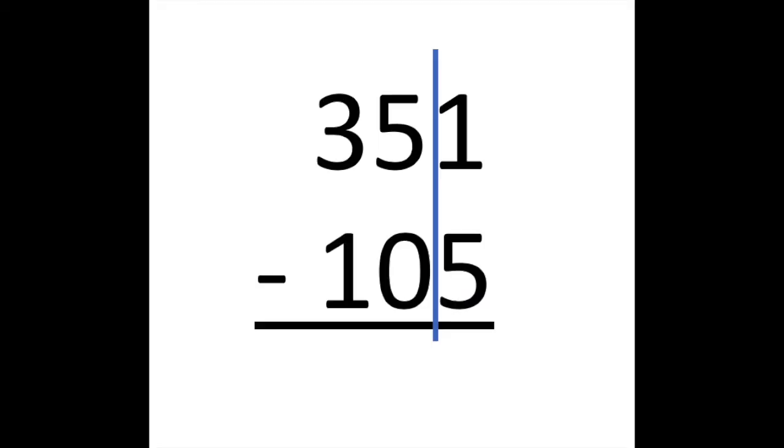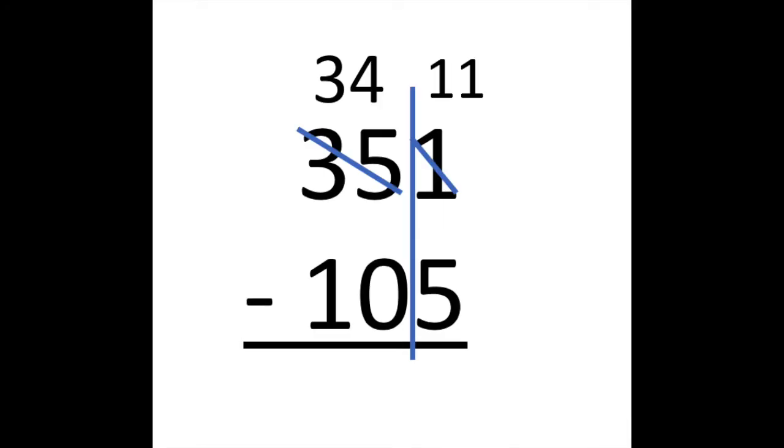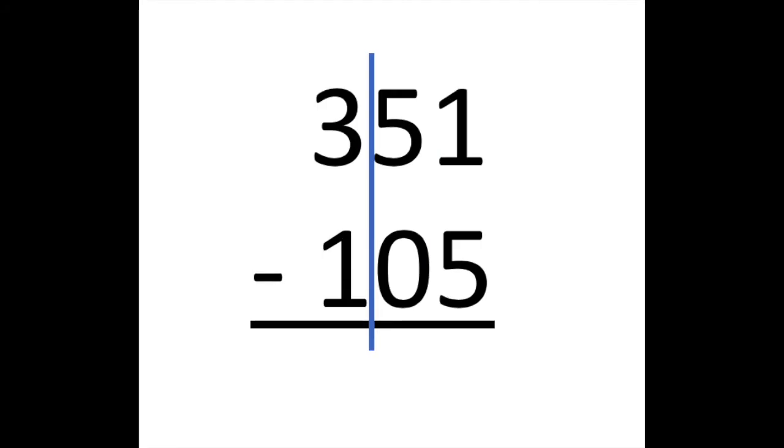Again, for this problem, there are different variations that we could use. We could look at having to regroup with the 1 subtracting 5. So we could look at 35 tens, and if we take one of those tens, it becomes 34 tens and 11 ones, and then subtract. You could also look at this as 51 ones subtracting 5 ones, and then 300 subtracting 100.